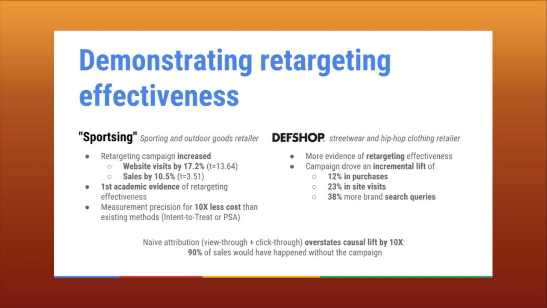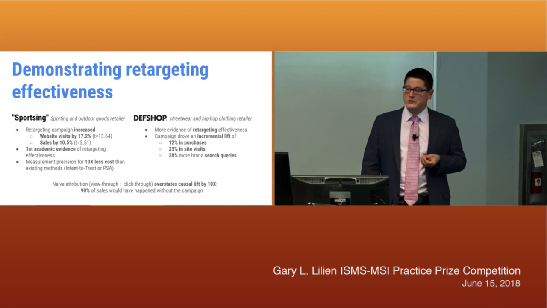Now, what both these campaigns share is that naive attribution, which just says that anyone that you show the ad to is going to be caused to purchase, we kind of intuit that that's wrong, that that's going to overstate the total amount of people that actually purchase. The question is by how much, and we find that it's a factor of 10. So in other words, 90% of the sales among the consumers that are exposed to this retargeting campaign would have happened without seeing the retargeting campaign. So companies are able to make better decisions about the retargeting efforts.